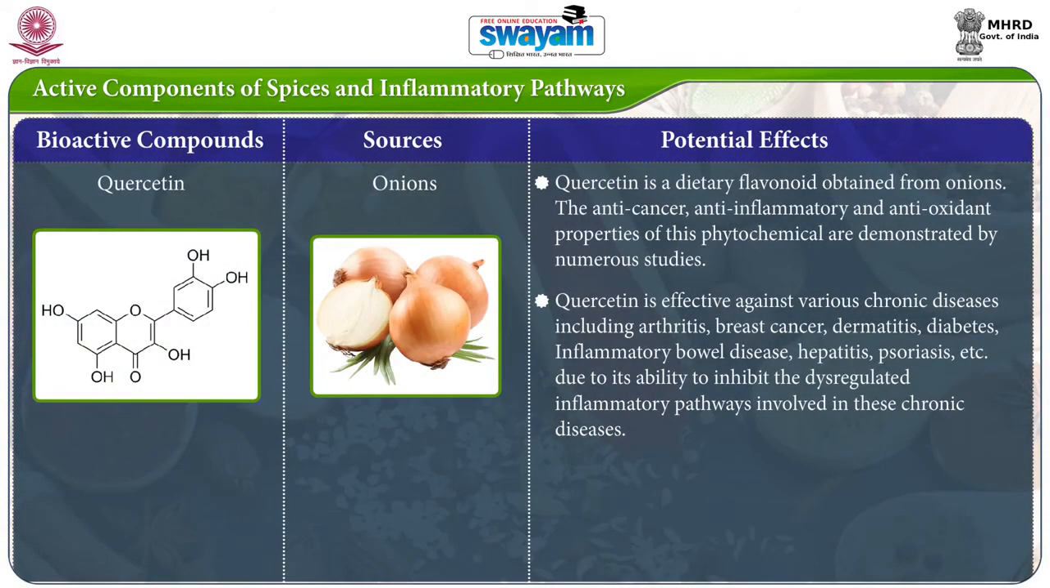Now, the next is quercetin. Quercetin is a dietary flavonoid obtained from onions. The anti-cancer, anti-inflammatory and antioxidant properties of this phytochemical are demonstrated by numerous studies. Quercetin is effective against various chronic diseases including arthritis, breast cancer, dermatitis, diabetes, inflammatory bowel disease, hepatitis, psoriasis, etc., due to its ability to inhibit the dysregulated inflammatory pathways involved in these chronic diseases.